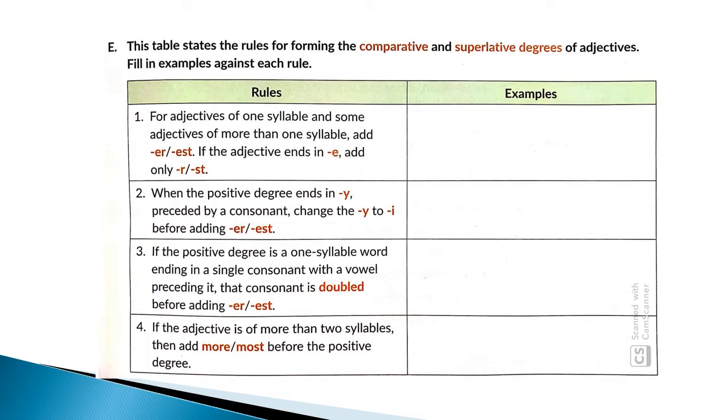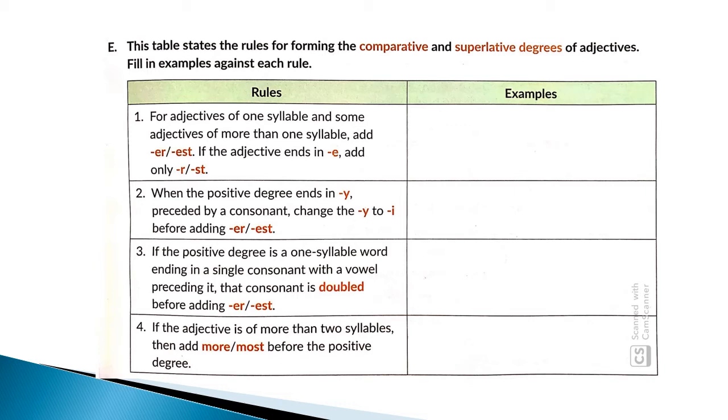Let us come to the exercise related to positive, comparative and superlative degrees of adjectives. The rules are given. I shall give one example each and you will write down other examples on your own in the book itself. For adjectives of one syllable and some adjectives of more than one syllable, you simply add er and est to make the comparative and the superlative. But if the adjective ends in e, then you only add r and st. For example, tall. Tall is one syllable, so it will become taller, er, and tallest, est. You will give the next example on your own.